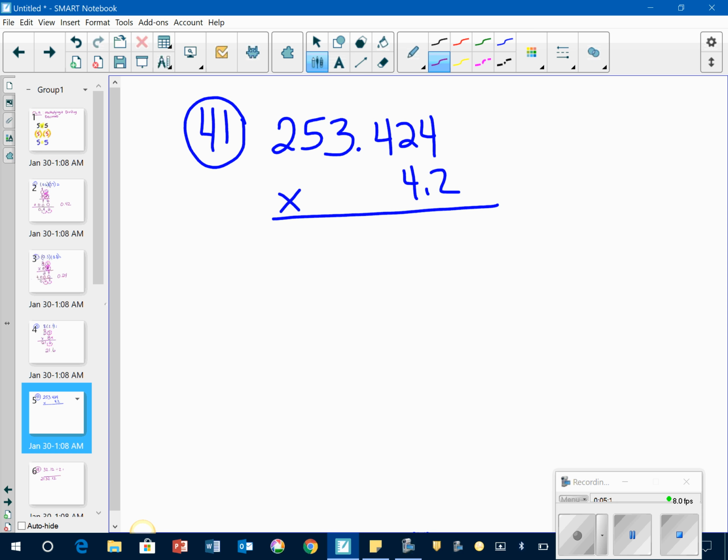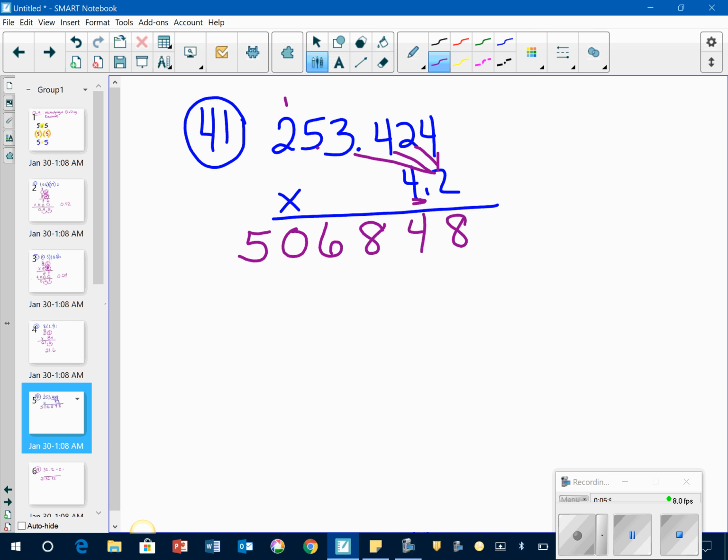Number 41, our formula changes just a little bit here. This is over on page 66. So all you do here, they already have it lined up for you, but you're going to just multiply. So 4 times 2 is 8. 2 times 2 is 4. 4 times 2 is 8. 2 times 3 is 6. 2 times 5 is 10. Carry the 1. 2 times 2 is 4, plus 1 will be 5.